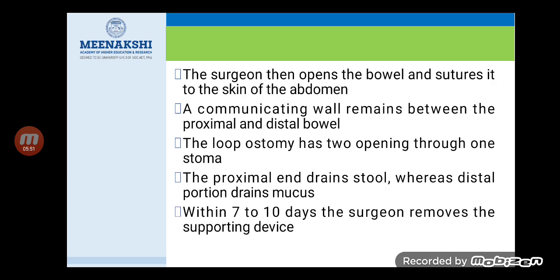Usually, the surgeon makes the opening in the bowel and sutures it to the skin of the abdomen in the case of loop colostomy. A communicating wall remains between the proximal and the distal bowel. The loop ostomy has two openings through one stoma. There will be only one stoma, but the bowel will be made into two openings, where the proximal bowel drains stool and the distal portion drains mucus. Within 7 to 10 days, the surgeon removes the supporting device which is kept between the two openings.